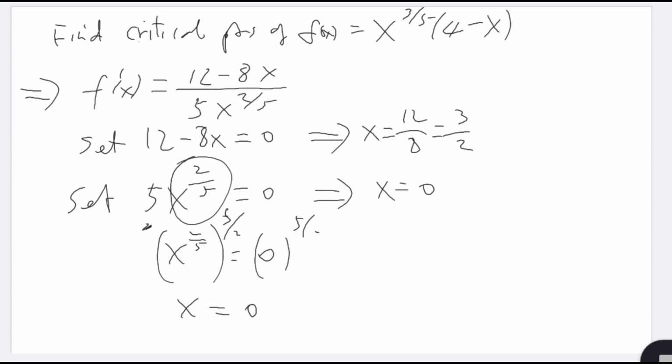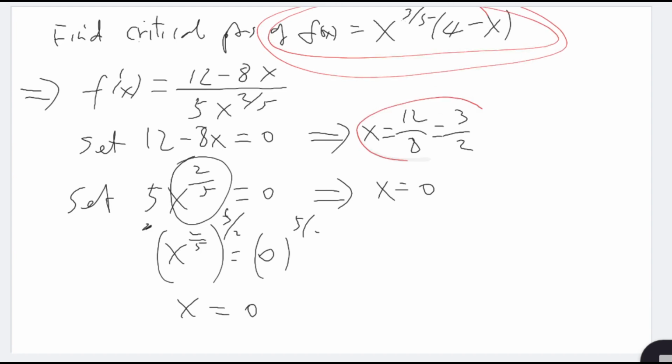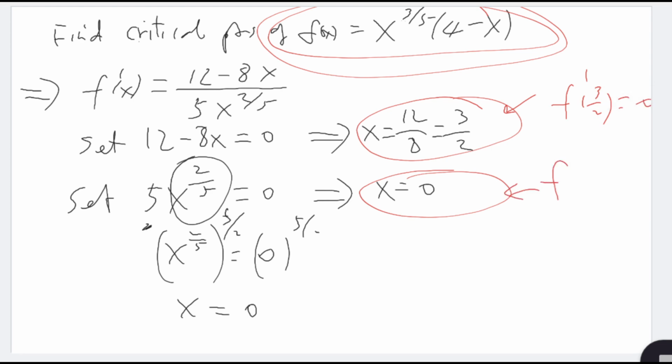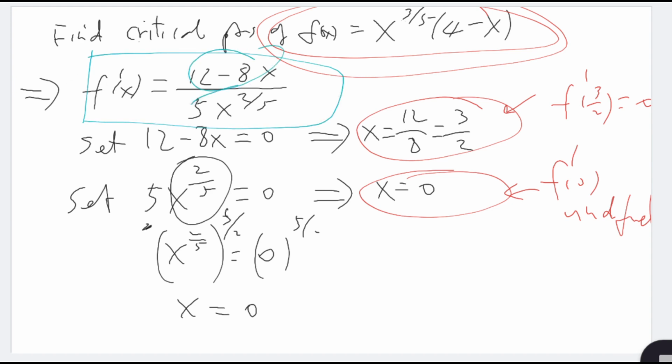So anyway, for this function, we find 2 critical points. This is where f prime equals 0. This is where f prime is undefined. Both are critical points. Okay, so when your derivative is a fraction, set the top to 0, set the bottom to 0, and solve. All right, let's stop here.